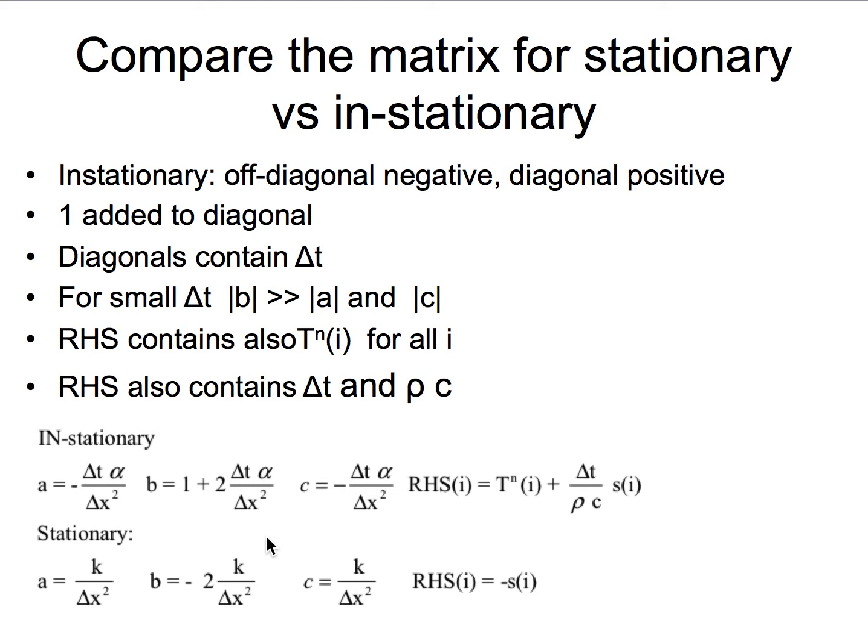Now note the instationary coefficients, minus delta t alpha over delta x squared for coefficient A and for coefficient C. For the B coefficient, we have 2 times delta t alpha over delta x squared. So we already have a situation similar to that for the stationary case. But additionally, we have this number plus 1. So the matrix for the instationary case is even better suited for iteration than the matrix for the stationary case. This concludes this movie about implicit treatment of the 1D heat transfer equation.